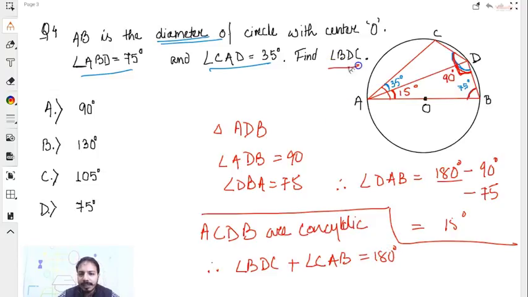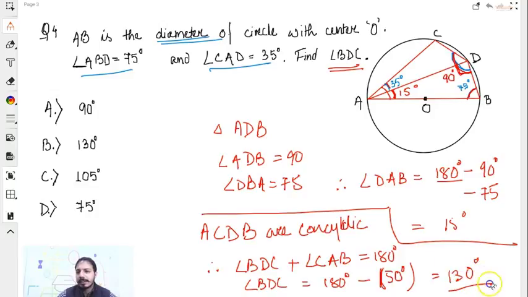And what are they asking? They are asking me BDC, right? So angle BDC will be equal to 180 minus angle CAB. And what is angle CAB? CAB is nothing but 35 plus 15, that is 50 degrees. So I'll give this as 50 degrees, not 150. Now if I subtract this, I will get 130. Yeah, few of you have given me the right answer. So that is option B, which is 130 degrees. Got it, guys? Okay, very good.